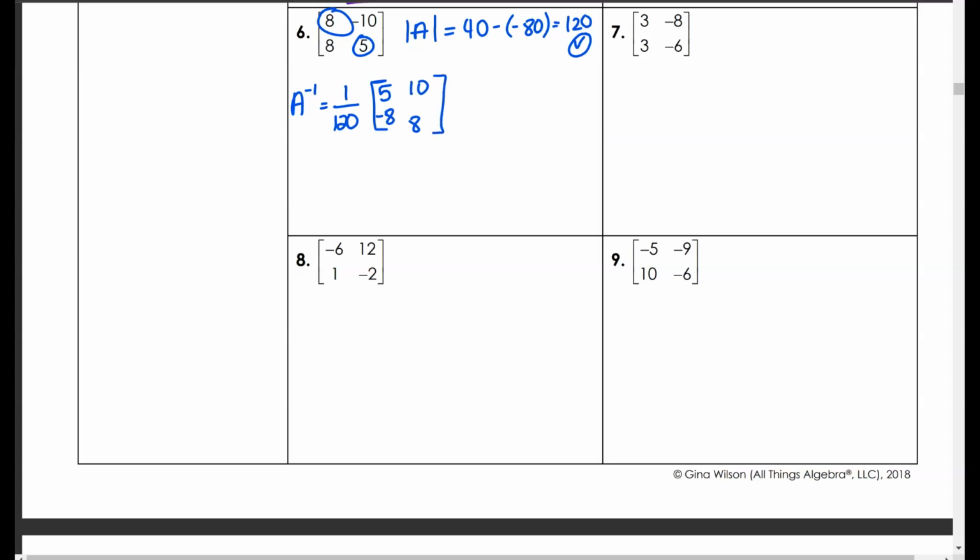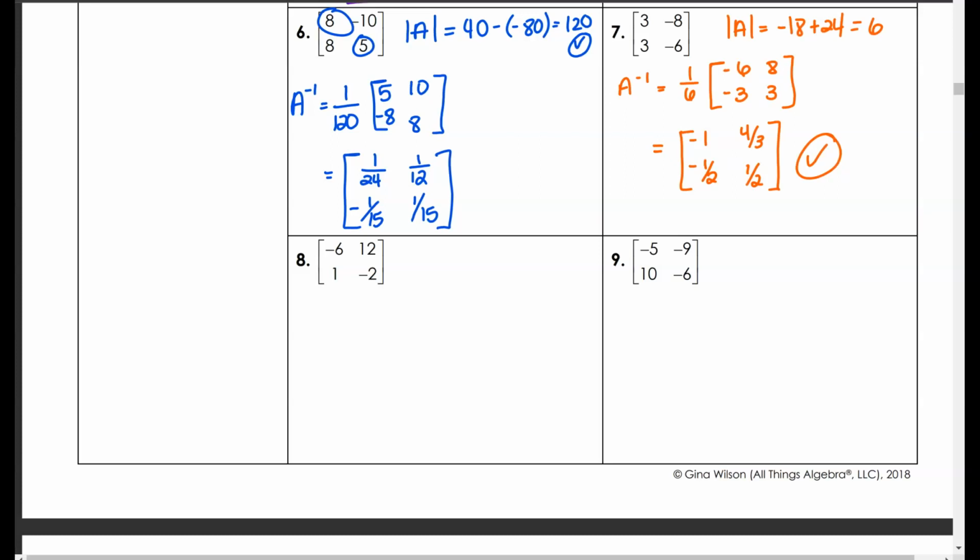Now we want to multiply out that 1 over 120. When we multiply that out, 1 over 120 times 5 is going to give me 1 over 24. 1 over 120 times 10 is going to give me 1 over 12. Negative 8 times 1 over 120 is going to give me negative 1 over 15. And 8 times 1 over 120 is going to give me a positive 1 over 15. And this becomes our inverse. All right, try the next one.